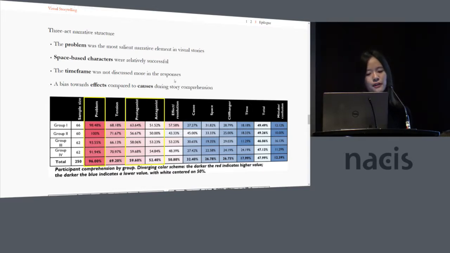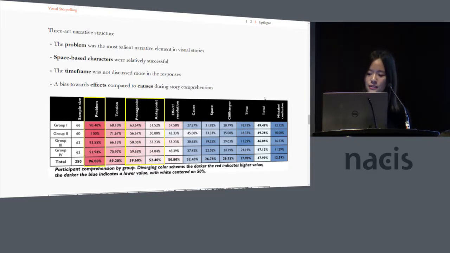The third one, the time frame, actually was not discussed much in the responses. So here is the time, the darkest blue. Less than 1/5 of the participants could describe the time in their response. I think this finding shares some similarity with maps, like how to use maps to express time effectively is always a challenging problem. So probably a future direction for map-based visual stories can be how to use stories to tell time.